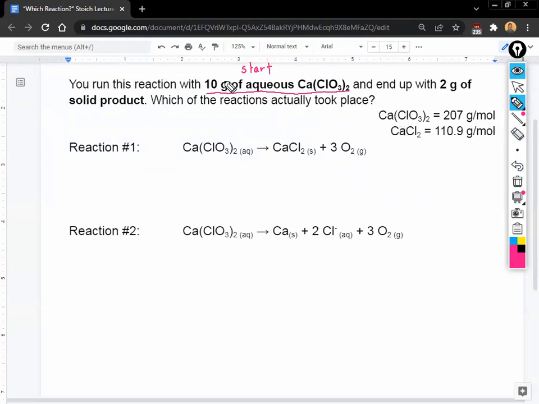And then it tells you that after you use this compound and break it down, you're going to end up with 2 grams of solid product. It's kind of different from what we've been doing where we're trying to find the end point. Here, it gives you the correct end point, and you have to figure out which one of these two reactions is going to create 2 grams of solid products. That's the key word, solid.